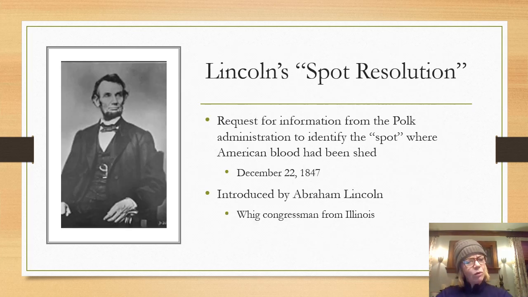So some people were questioning all of this. There's a group of people that issued these resolutions, right? And one of them was this young upstart Whig congressman from Illinois, Abraham Lincoln. And Lincoln says to the administration, we would like to identify on what spot American blood was shed, right? So they really weren't into this war. They didn't think that there were legitimate reasons to go to war. It's like, where exactly did this happen? Because everybody knew that this was a location that was in conflict.